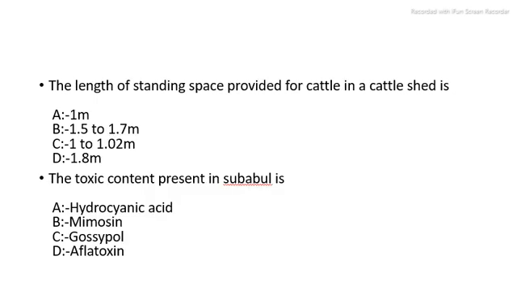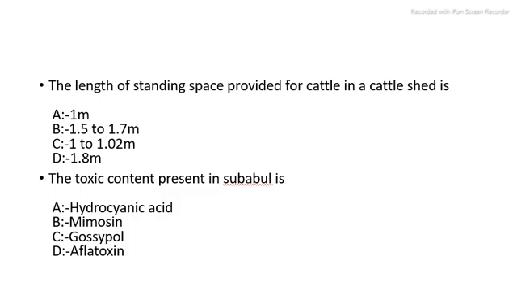Next question, the length of standing space provided for cattle in a cattle shed is option A 1 meter, option B 1.5 to 1.7 meter, option C 1 to 1.02 meter, option D 1.8 meter. So the correct answer is option B, that is 1.5 to 1.7 meter is the length of standing space provided for cattle in a cattle shed.